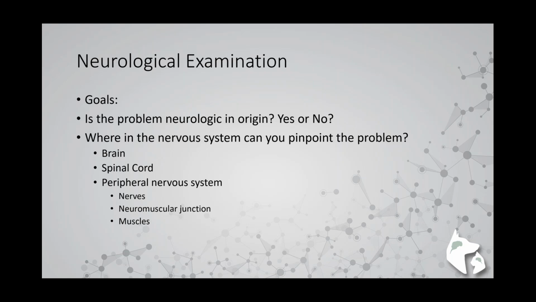And if it's not, we want to then know where we can pinpoint this problem. So if we're seeing true signs of dysfunction on the exam, we want to say, okay, is this problem arising from the brain itself? Is it arising from the spinal cord, or is it coming from the peripheral nervous system, an individual nerve, a neuromuscular junction problem, or potentially a true muscle issue?